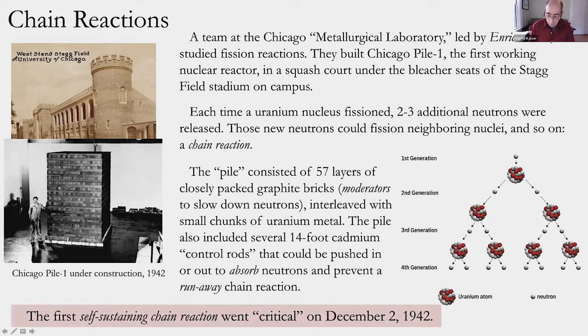How did this reactor work? It consisted of 57 layers. You can count them up. I'm not sure all 57 were there yet, but it was literally stack upon stack upon stack of very closely packed ingredients. So most of the weight actually came from graphite bricks, dense carbon bricks. Those were not going to undergo fission themselves. They're not a nuclear source. They were actually to slow down the neutrons.